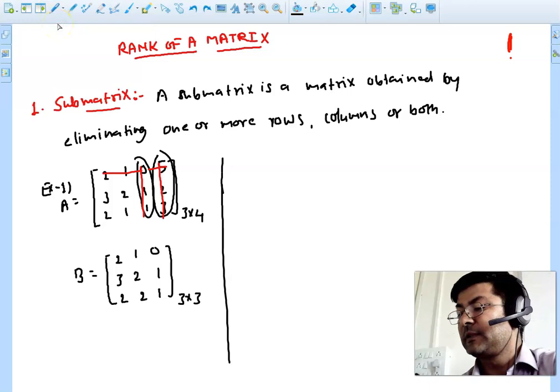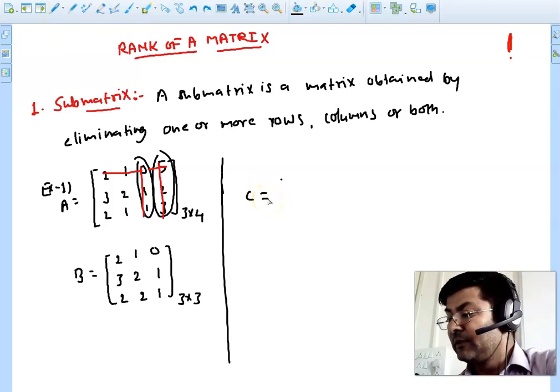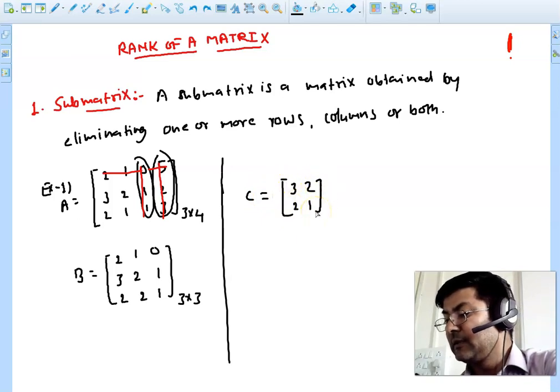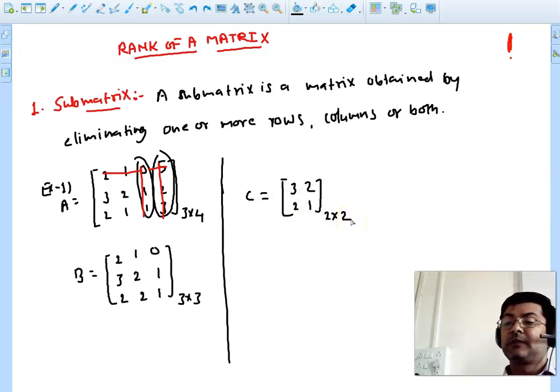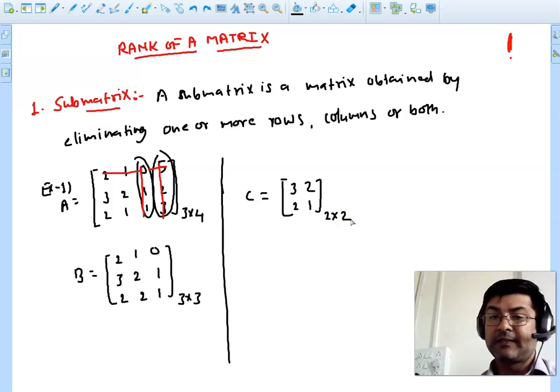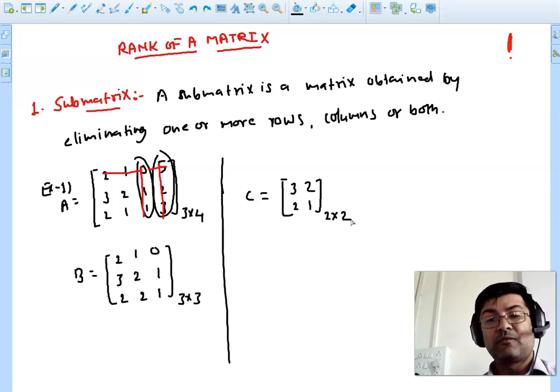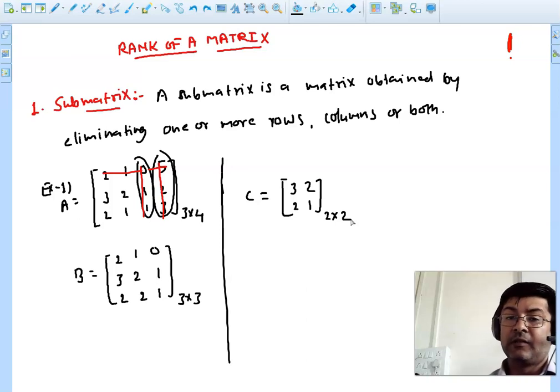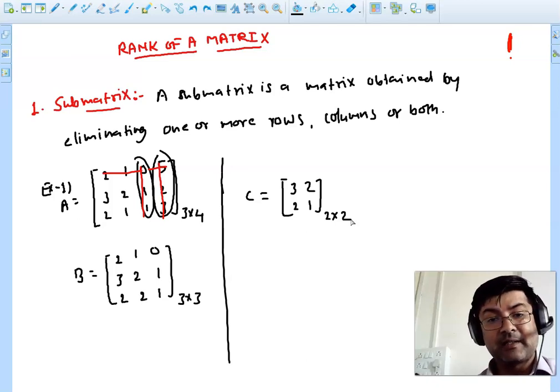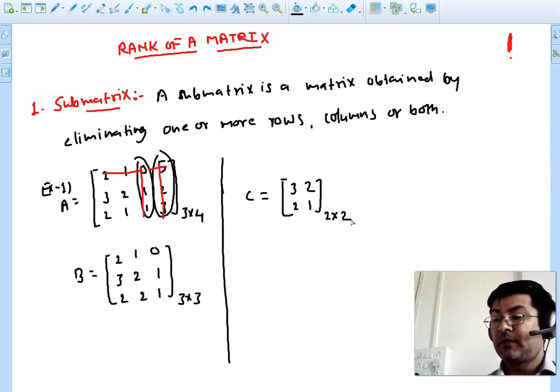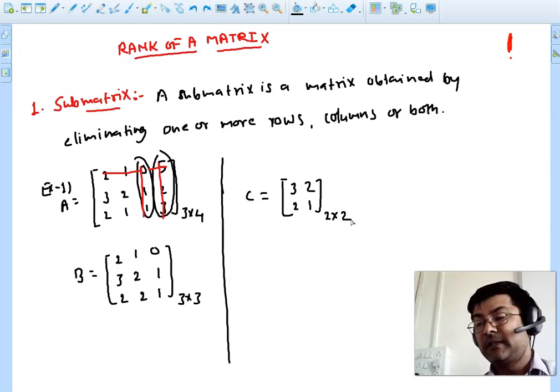Okay, now the matrix obtained, say matrix C, will be a 2 by 2 matrix. So again matrix C is called a submatrix. Here remember that matrices B and C are square submatrices of matrix A. Clear? So I think now you have well understood what is a submatrix and what is a square submatrix. Now one more thing you need to remember is that a matrix is a submatrix of itself. So matrix A is a submatrix of itself, we can say.